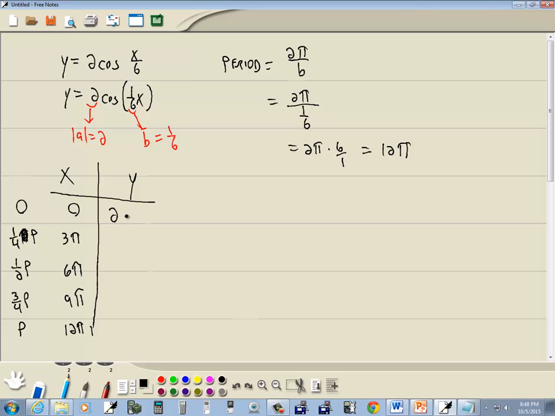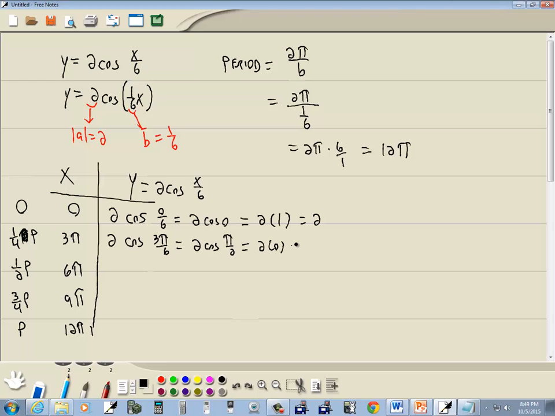So now I'm plugging these into y is equal to 2 cosine x over 6. So we have 2 cosine 0 over 6, or 2 cosine 0. And cosine of 0 is 1, so that gives us 2. Here I'll have 2 cosine of 3 pi over 6, which gives us 2 cosine of pi over 2. And cosine is equal to 0 at pi over 2, so we have 2 times 0, which gives us 0.